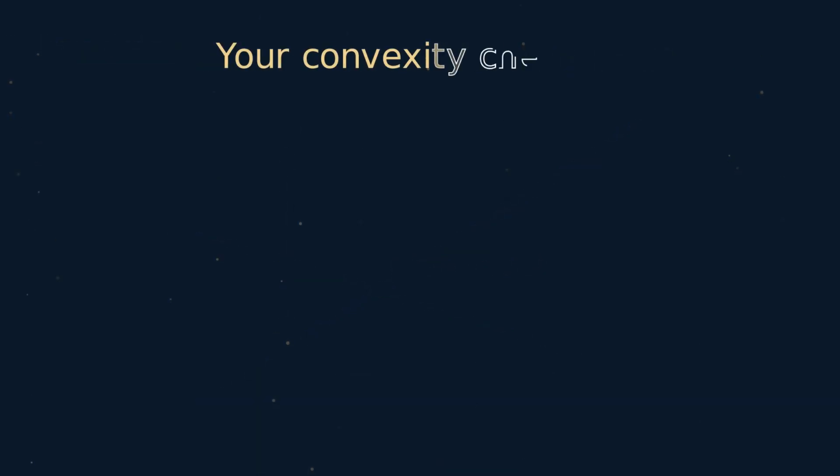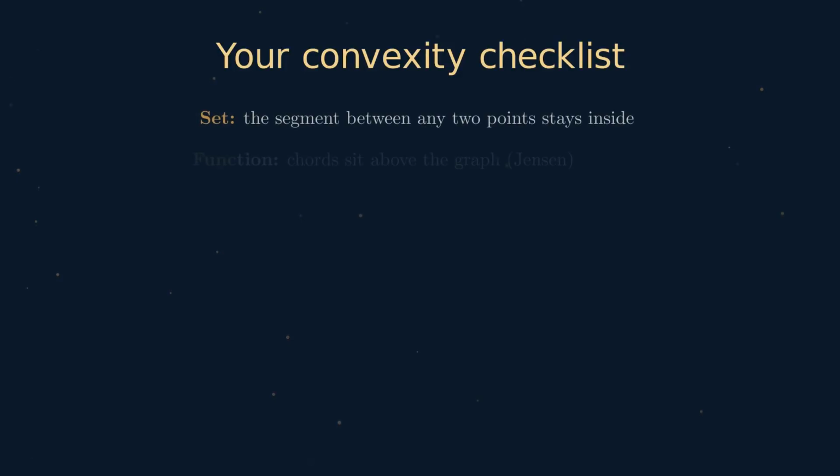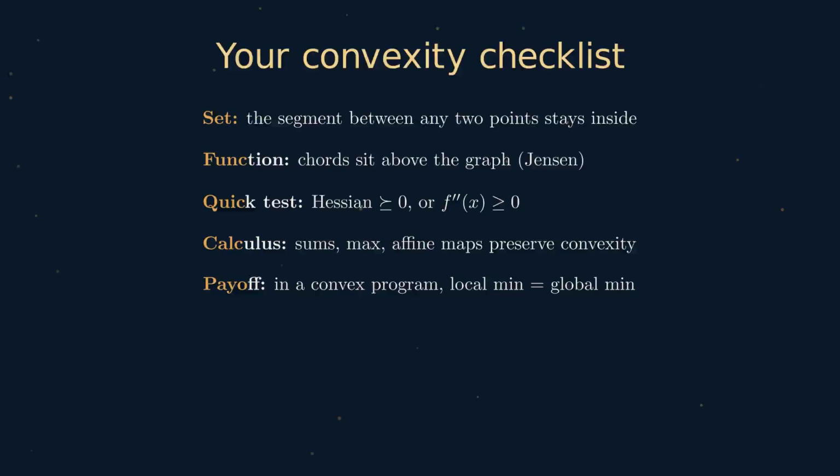Let's gather everything into one checklist you can carry into any problem. A set is convex when the segment between any two of its points stays inside. A function is convex when its chords sit above the graph. The fastest check is the Hessian being positive semi-definite. Sums, maxima, and affine maps all preserve convexity. And the payoff, in a convex program, every local minimum is the global one.